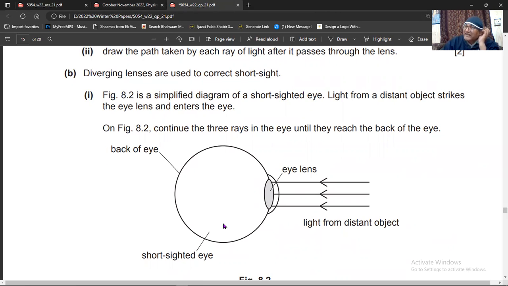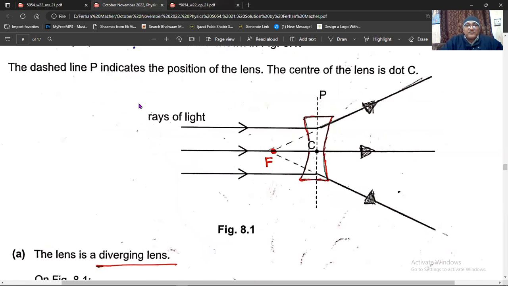So in a short-sighted eye, the actual defect is that this lens, its focal length becomes smaller than the normal focal length of the eye lens. So what happens? The light rays, instead of focusing on the retina, focus before the retina. So they will not focus here, they will focus here. Let me show you.